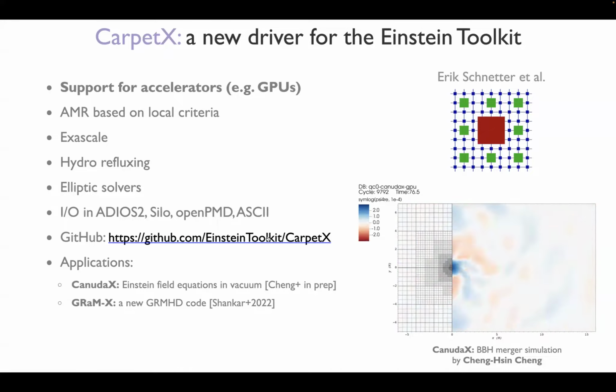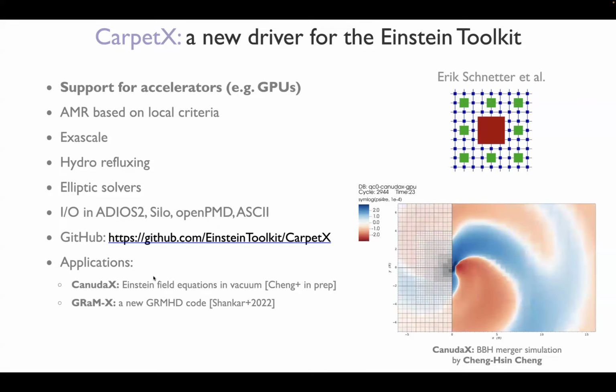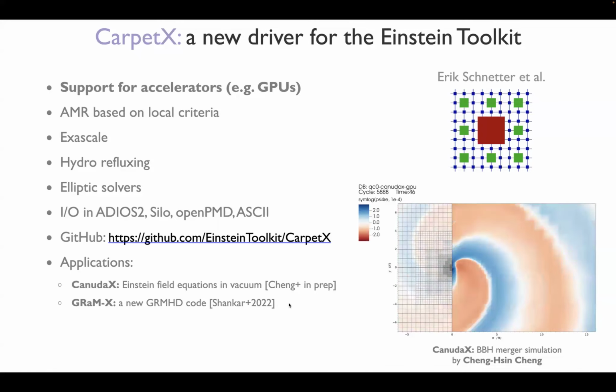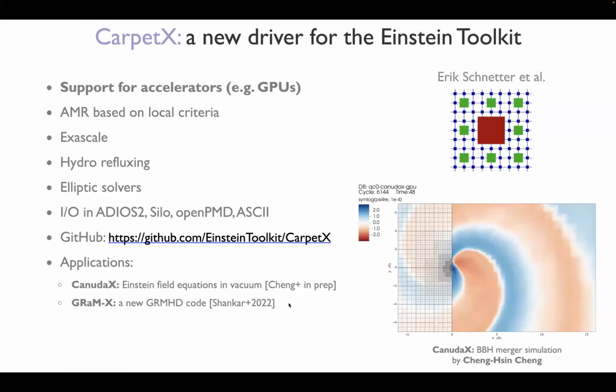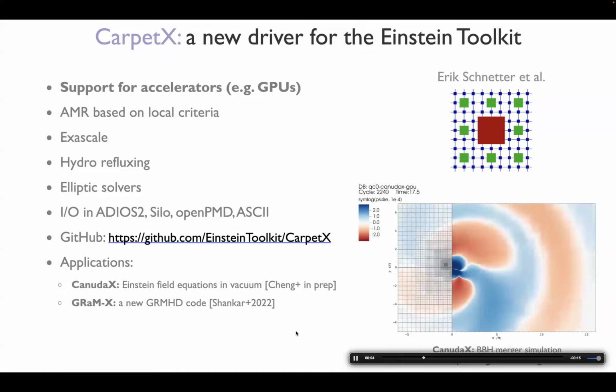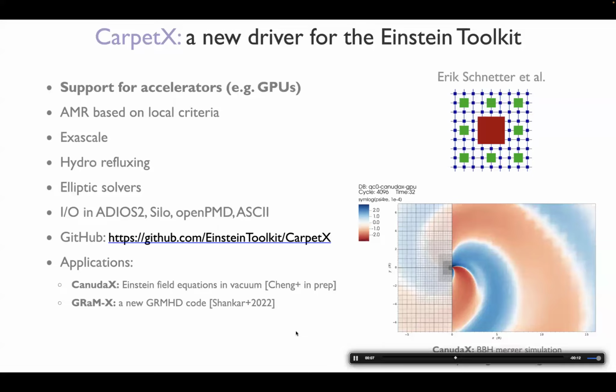And CarpetX has already seen a few applications. For example, there's this open source code called CanudaX, which essentially currently solves the Einstein field equations in vacuum. And this is led by Cheng Xing at University of Illinois Urbana-Champaign, along with Tech et al. On the right, what you see is a binary black hole merger simulation Cheng Xing performed, and here you see the evolution of Psi4 and how you can dynamically refine or de-refine your grid during the in-spiral and then after, during merger.